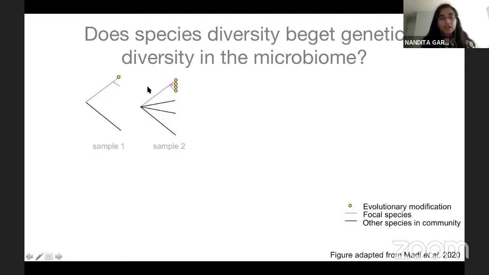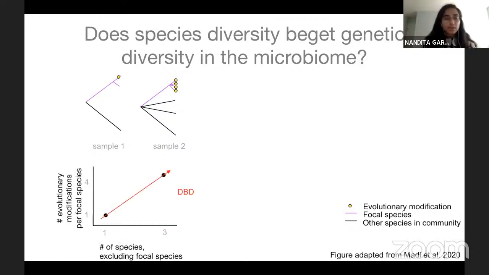And the idea behind DBD is that as the community complexity gets greater, new niches arise, giving rise to the opportunity for new adaptations. And we can plot that relationship here where the community complexity increases along the x-axis and evolutionary modifications increase along the y-axis, reflective of new opportunities to diversify.